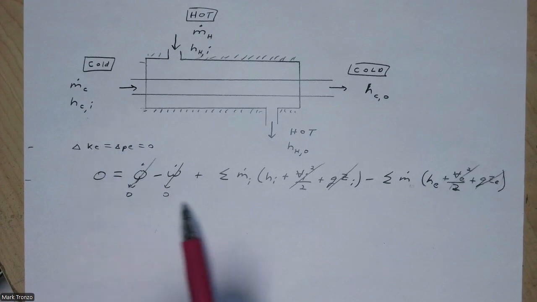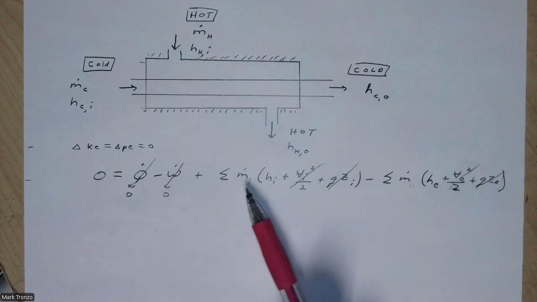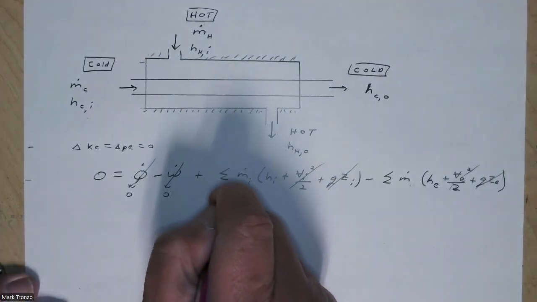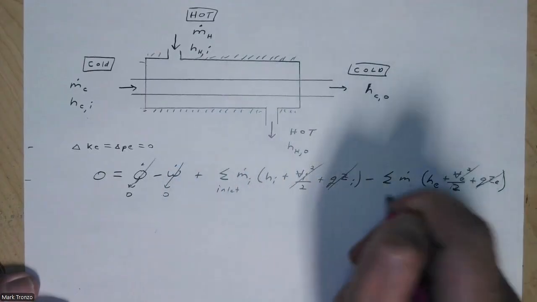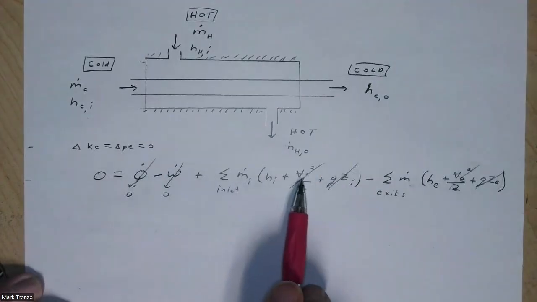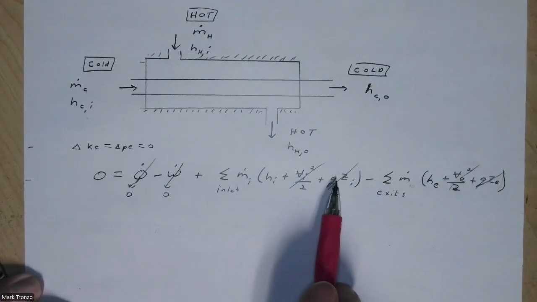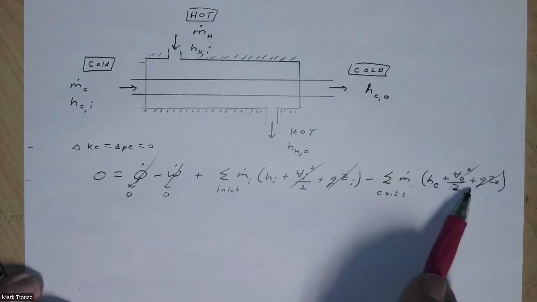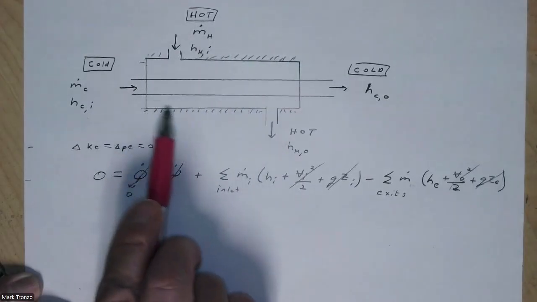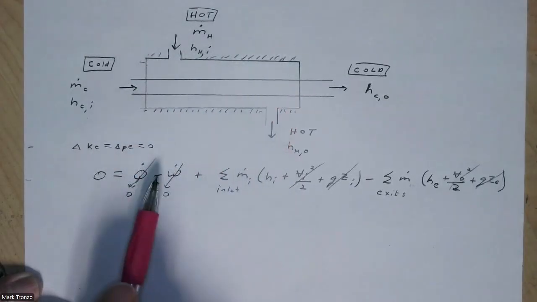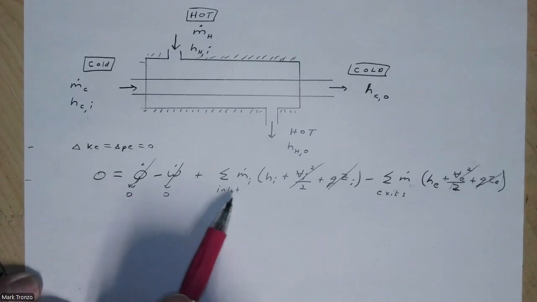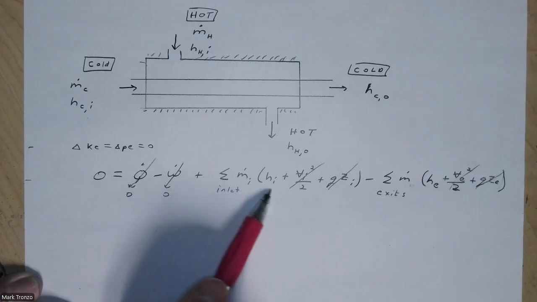So when we write down the first law, we sum up all the inlets and all the exits. If we assume no change in potential and kinetic energy, these terms go away. Also, we're assuming that the heat exchanger is insulated from the outside world, so our Q dot is going to be 0. There's no work done.